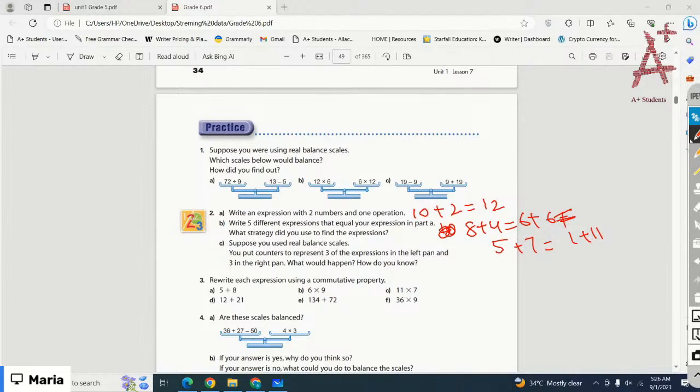Okay, so you have now 6, right? 8 plus 4, 6 plus 6, 3 plus 9. Okay, count 3 of the expressions and put them on the left pan.